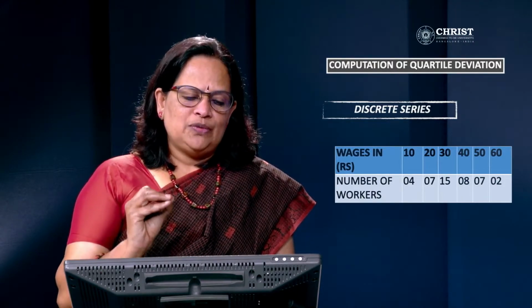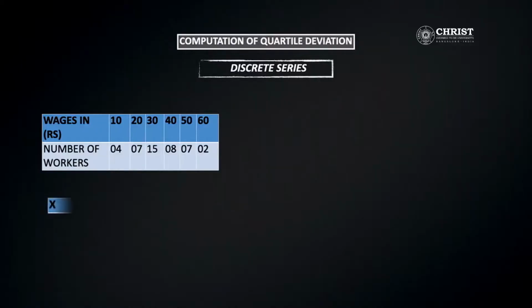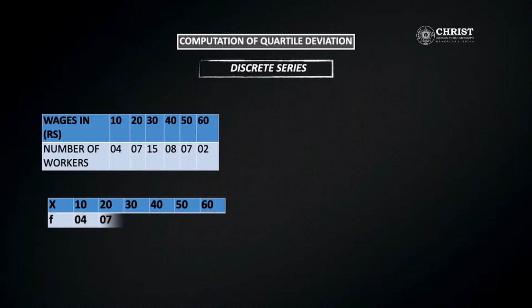Now you know that for a discrete series, the computation of Q1 and Q3 is based on cumulative frequency values. So we have to write the table for computing Q1 and Q3 values. Values of X: 10, 20, 30, 40, 50 and 60. Values of F: 4, 7, 15, 8, 7 and 2.